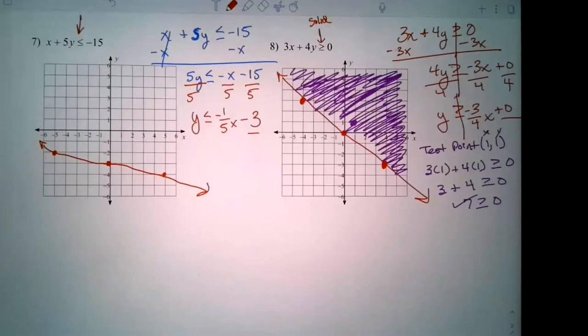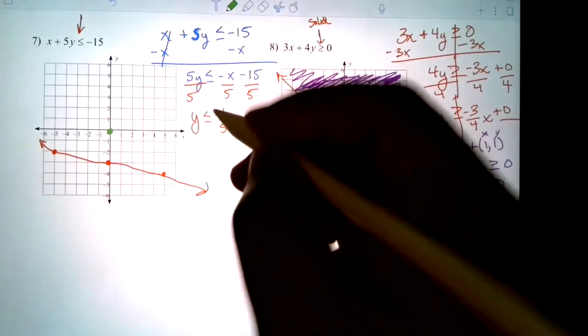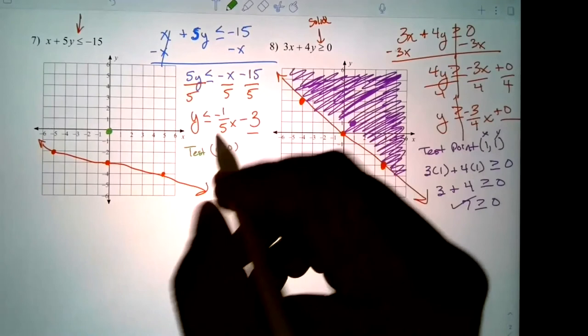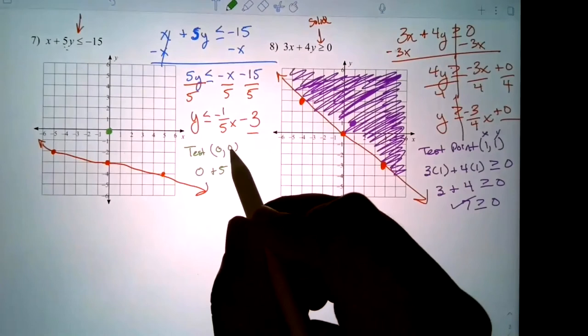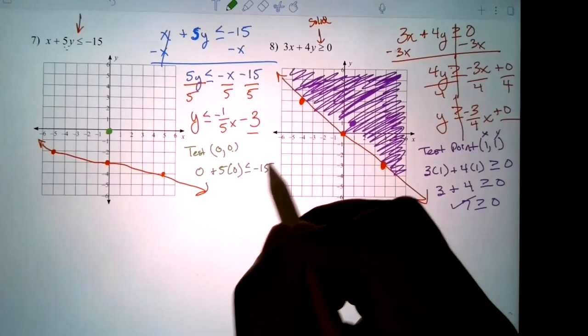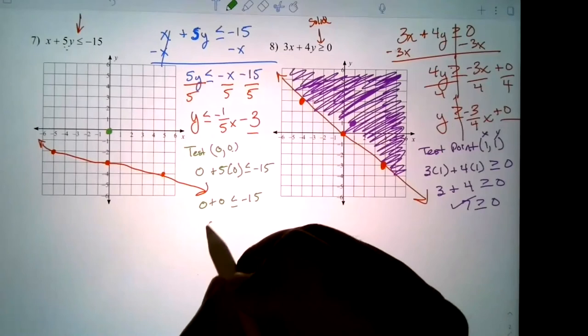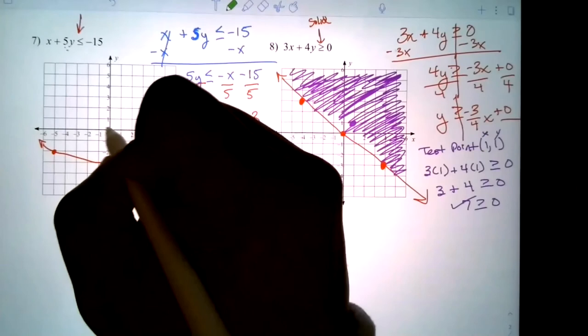Now I want to do my test point. And since 0, 0 is open, I'm going to do that. So test point, 0, 0. I'm going to plug it back into the original equation. So instead of x, I'm going to use my test point x, which is 0, plus 5 times, instead of y, I'm going to use my test point y, which is 0. So 0 plus 0 is less than or equal to negative 15. 0 is less than or equal to negative 15. So notice, that's the point I chose, and this is false.